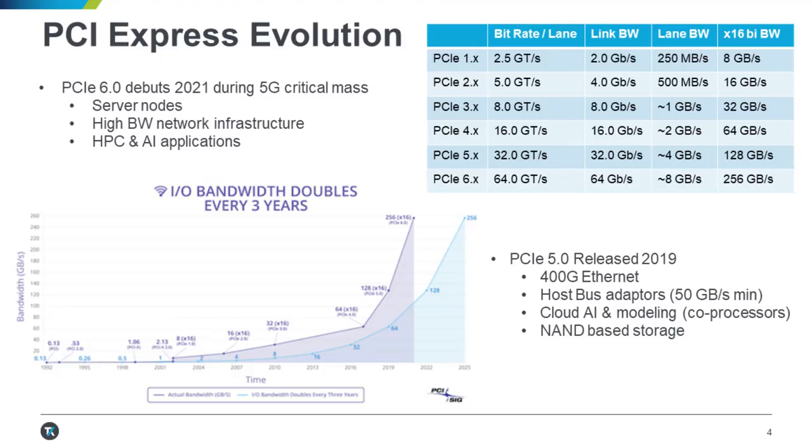So the table in the upper right shows the progression from Gen 1 up to Gen 6. And first we've got our bit rate per lane, right? So this is really the raw bits that are transferred across the channel. And you can see we've gone from 2.5 to 5 to 8 to 16, 32, and 64, right? 64 is where we're at for Gen 6. This is the first time we've introduced that multi-level PAM4 signaling.